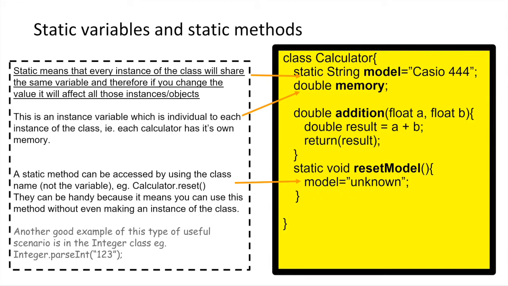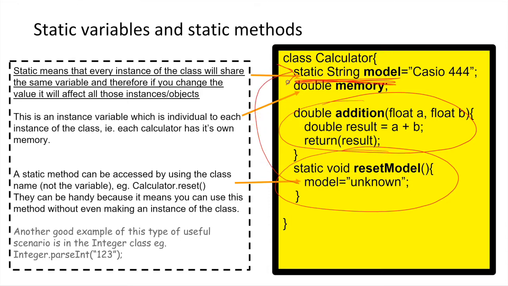If I extend this a little bit, if I also include a static string variable, which is the model number of the calculator, then that's going to be the same for every single instance of that class that I make. In this case, I have a static method, and the static method is reset model. I have a double addition, which I described earlier on, but in this case, you'll notice that the static reset model references the variable model here.